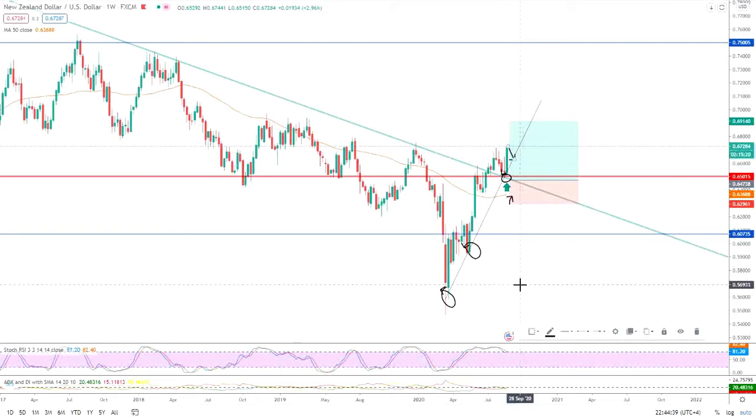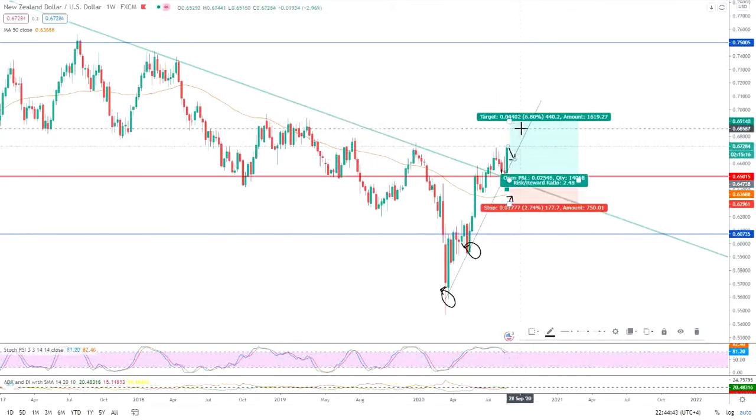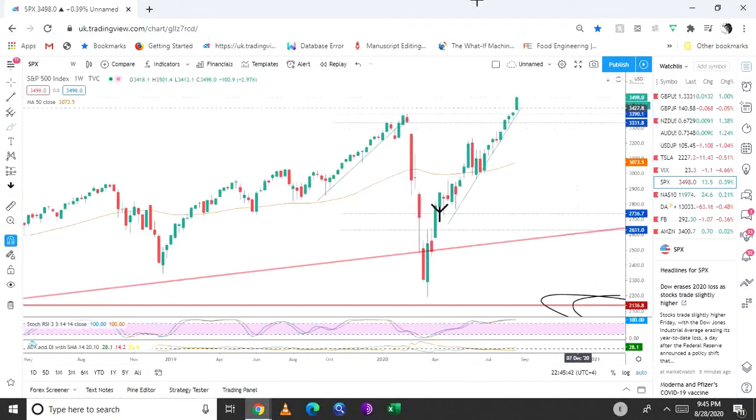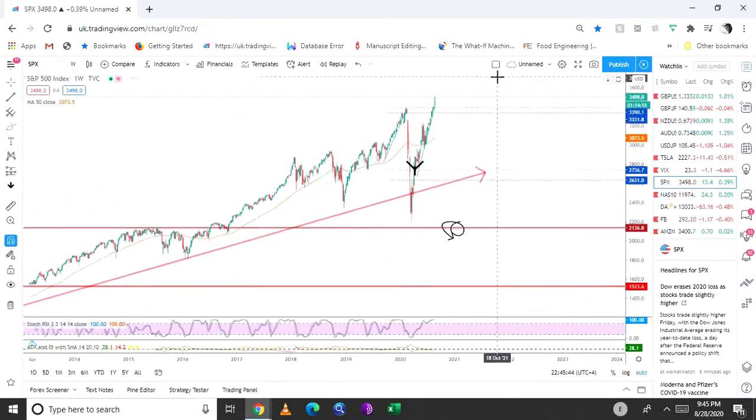We're still holding that upside, and we're looking at target area profit around those areas of 0.6914, and still that's our trade. Running into index. Now we're going to analyze index, and our first index is S&P 500, the index of choice, just simply for liquidity purpose.